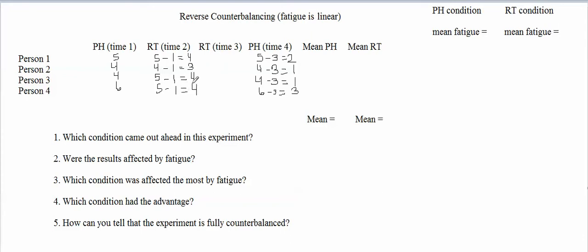Now what you do is take the same ratings that you gave to Roundtable at time 2, the ratings that they would have given to Roundtable at time 1 with no fatigue, and now subtract them by 2, because now you're at time 3 and fatigue is getting higher. You're getting more and more tired of the pizza. Wait, this should have been a 4.